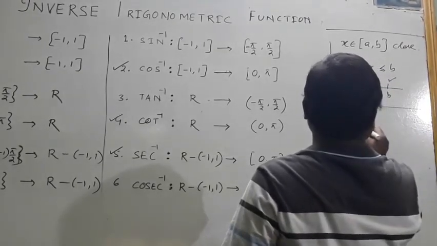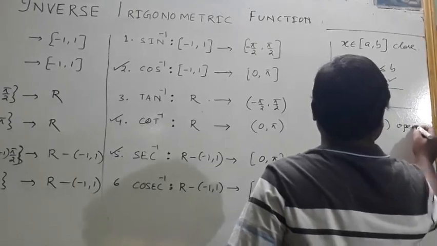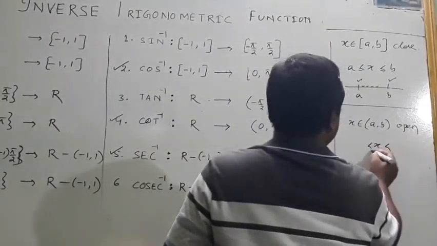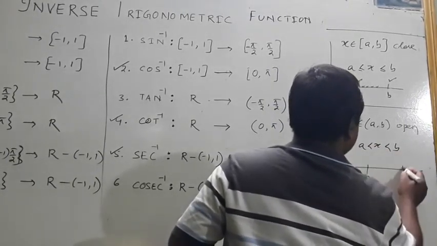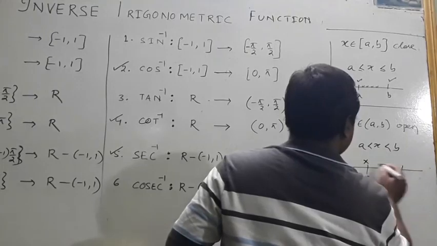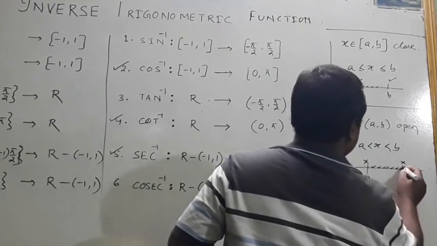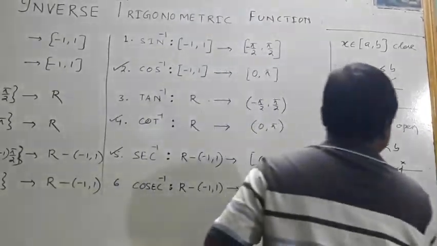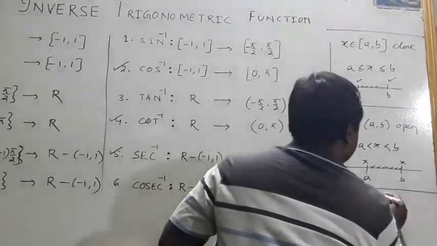But this one is called the open bracket. What is an open bracket? Here the value of x is between a and b. A is not there, b is not there, but all the values in between are there. I am giving one example to you.